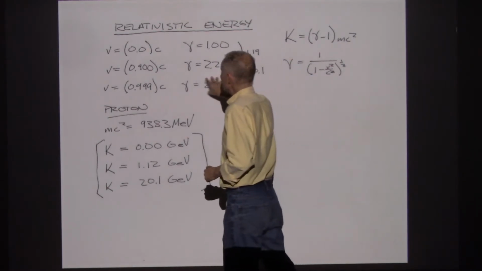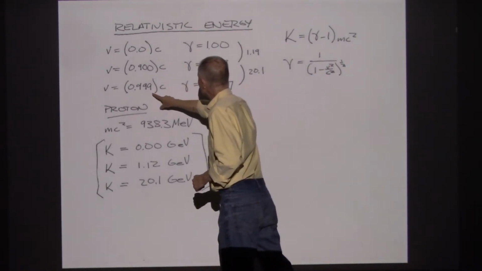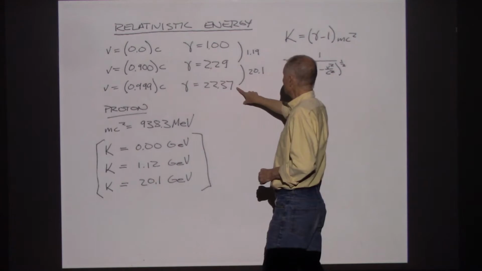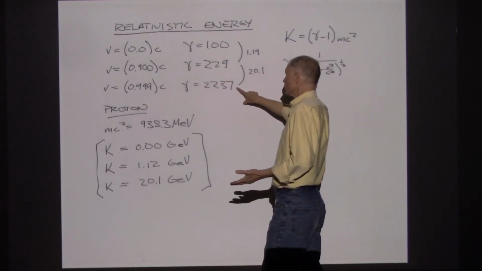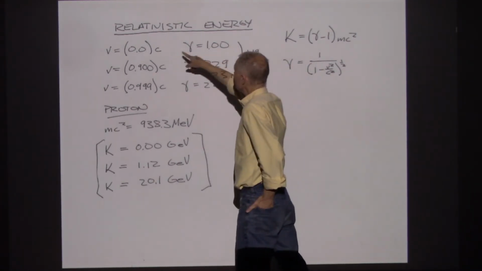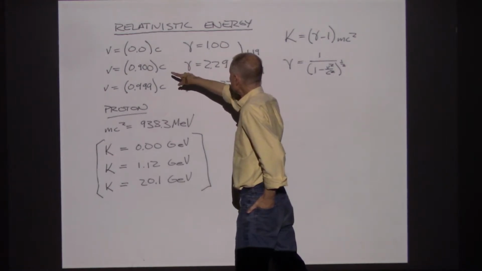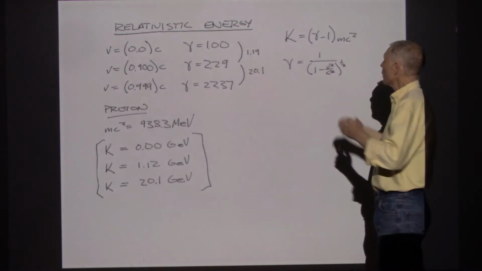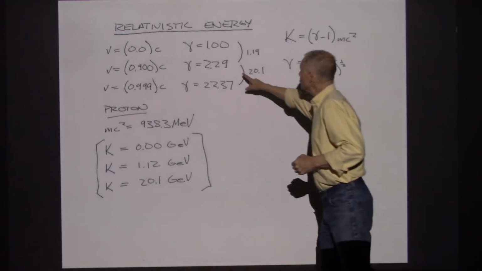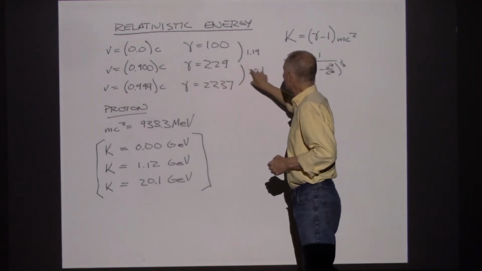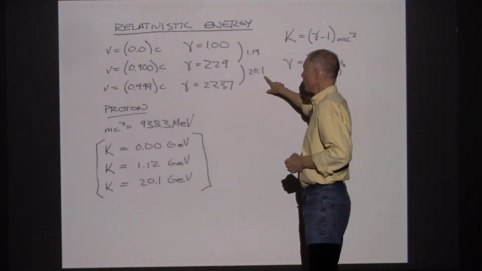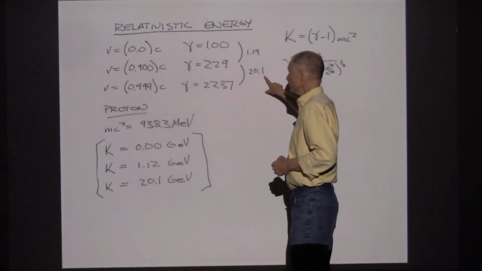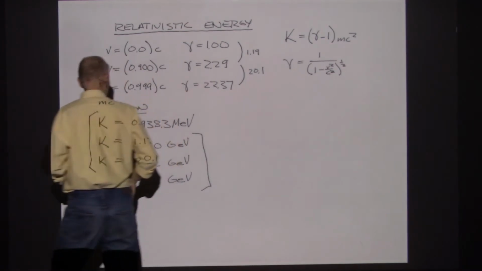Now, what's the gamma factor if we go to 0.999? Well, that's an even larger, significantly larger increase. So going from rest to 90% of the speed of light required the gamma factor to go up by 1.19, but going to 99.9 required an additional 20.1. Okay, and so how much kinetic energy?